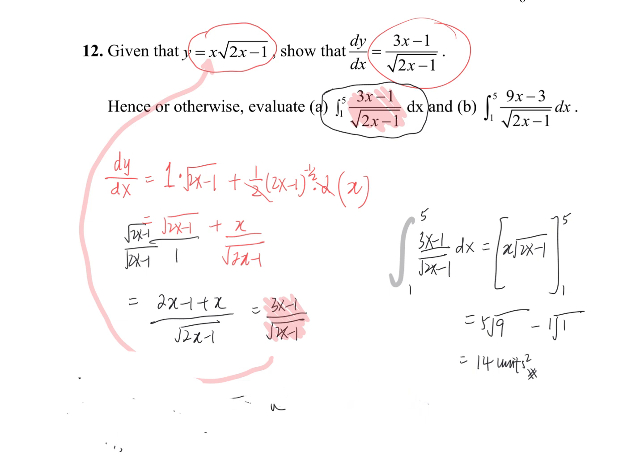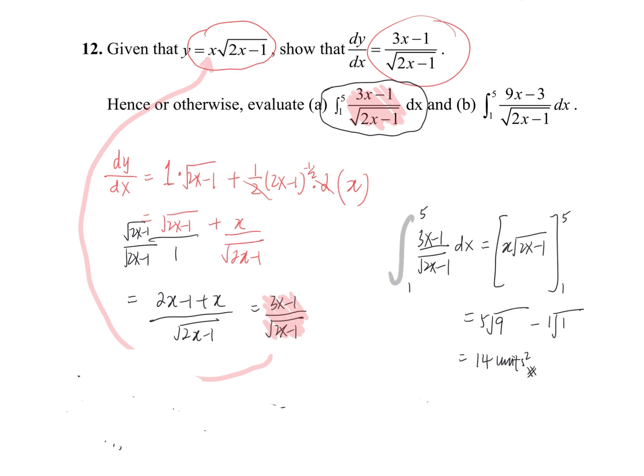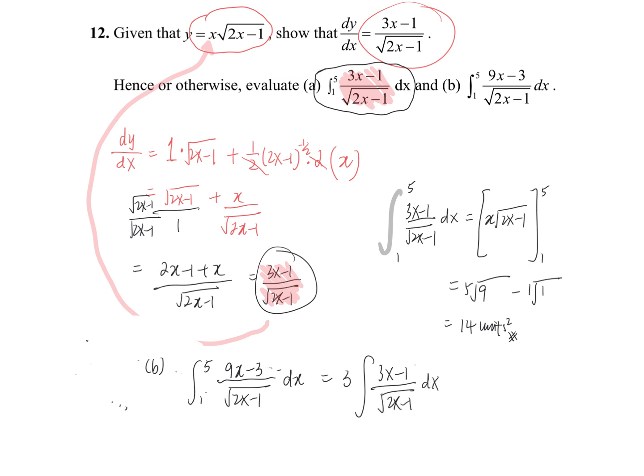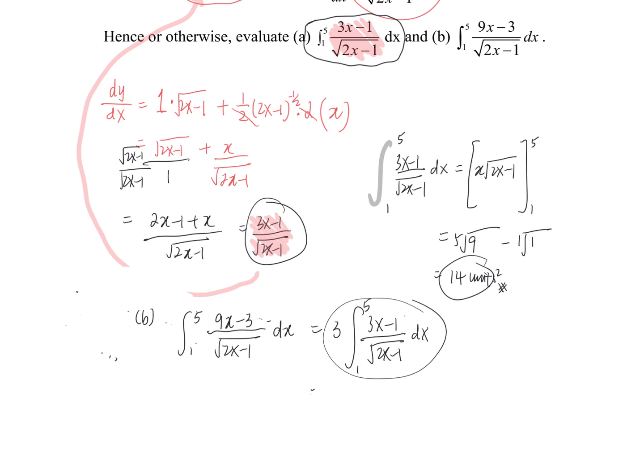Okay, but anyway, this is part 1. Look at part B. They want me to find the integral of 9x minus 3, 2x minus 1. I need to relate to this. What do you notice? You take out the 3. Can you see you get this, plus 3x? So it's 3 times the earlier one. This one I already found the answer to be 14, so it's just 3 times 14, 42.